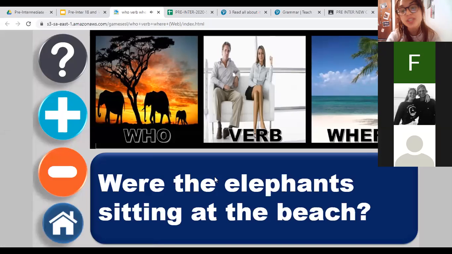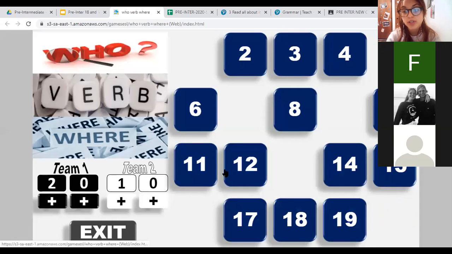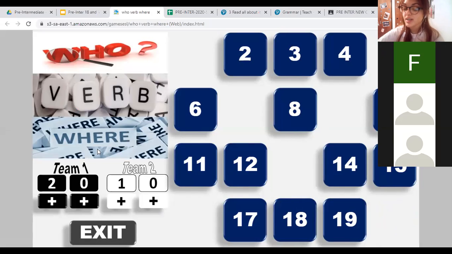We do not use did in the past continuous. Remember that we say were the elephants sitting. So I'm afraid that I cannot give you points here. So in this case, we have a point for the girls. Les hago una recapitulación de cómo venimos. So far, the girls have 3 points and the boys have 2 points. Así que viene bastante jugada la cosa. Okay, congratulations, girls.